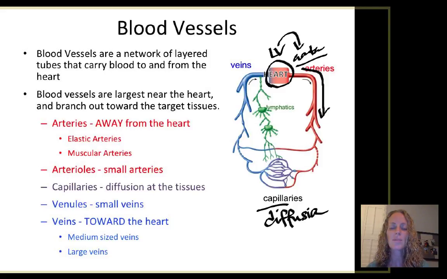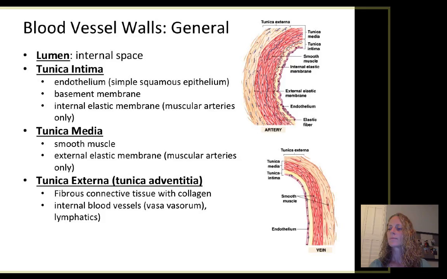And we've already calculated in previous lectures the net filtration at the capillary beds, where the exchange of fluids occurs. After that exchange, the blood will return to the venules, which are small veins, and move progressively towards the heart as the vessels get larger and larger. And we have large veins then returning blood towards the heart. So we remember this as saying arteries away. So arteries with the A, arteries move away from the heart, and veins always move towards the heart. We will also briefly cover the role of the lymphatics.